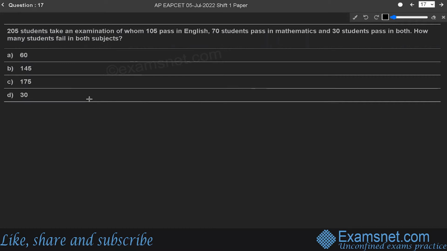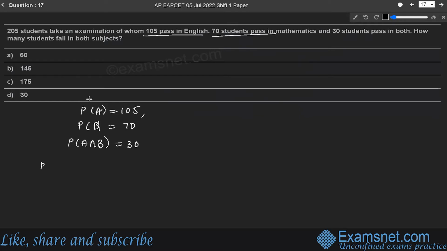Next question is, 205 students take an examination, of whom 105 pass in English, 70 pass in mathematics, and 30 students pass in both. How many students fail in both the subjects? It is a question that comes from sets. It is given that 105 students pass in English, so let P(A) be equal to 105. 70 students pass in mathematics, so let P(B) be equal to 70. And 30 students pass in both. Both means intersection, so P(A intersection B) is 30.